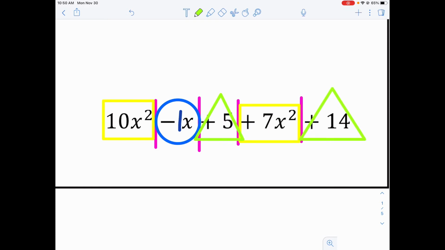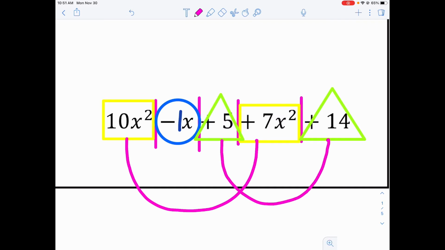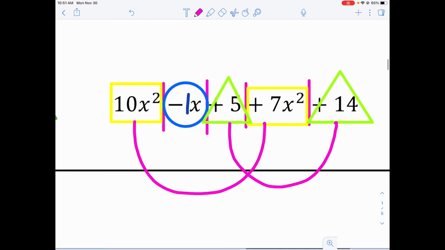And then my last step is to go back and link the like terms. So 10x squared and 7x squared are like terms because they have the same variable and the variable has the same exponent. And I'm going to link positive 5 plus positive 14 because they are both constants and constants are like terms, noticing that the negative x, or the negative 1x, does not have any like terms in this expression. Go ahead and turn the page.